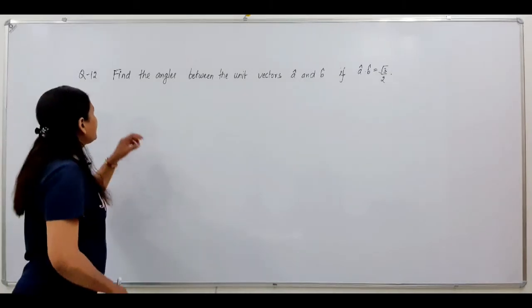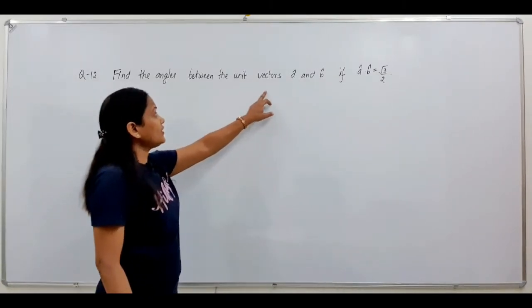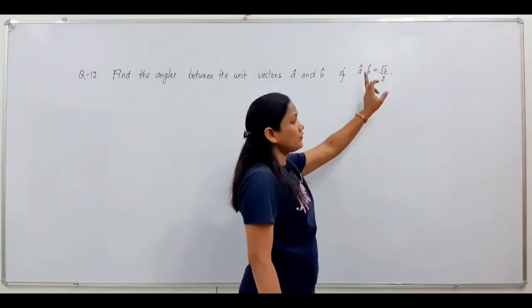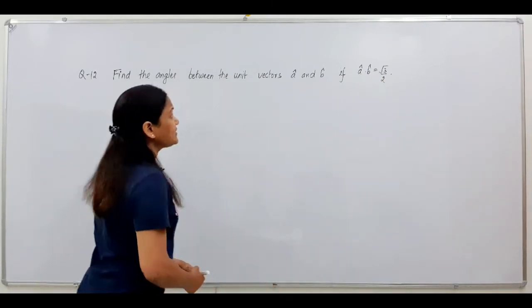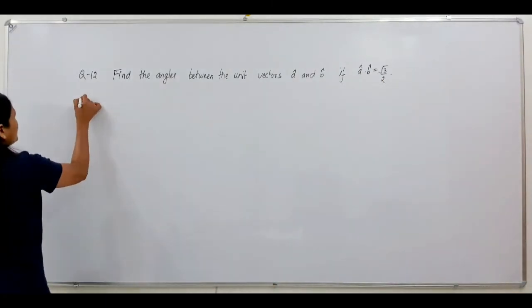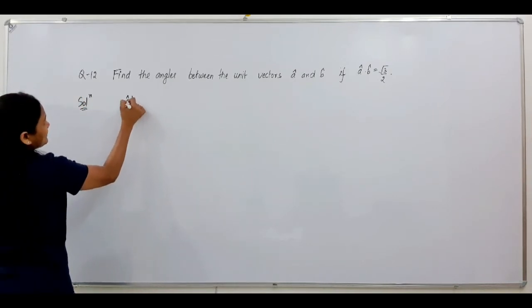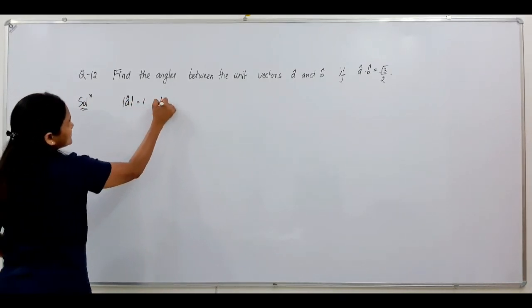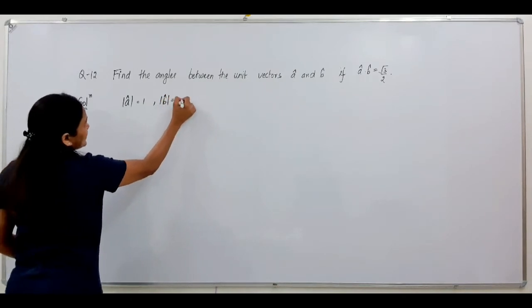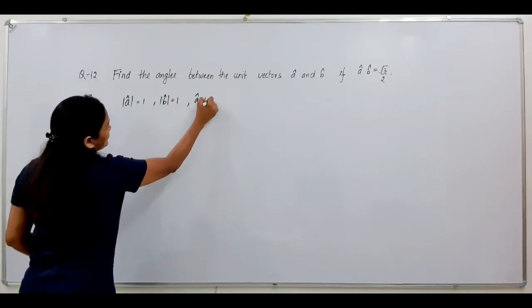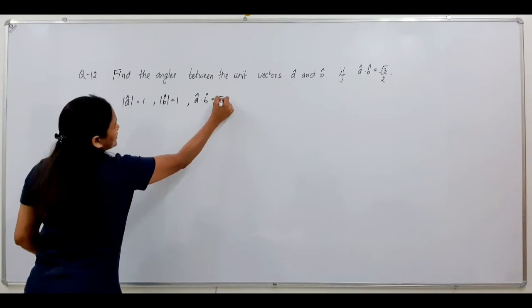Your 12th question is find the angle between the unit vectors A and B if you are given that their dot product is root 3 by 2. So you are given that A is a unit vector, so magnitude of A is 1, B is a unit vector, so magnitude of B is 1, and you are given that A dot B is equal to root 3 by 2.